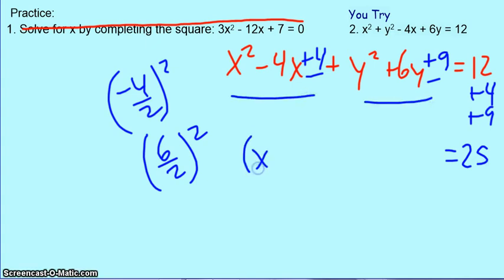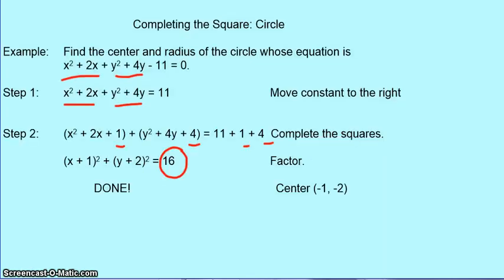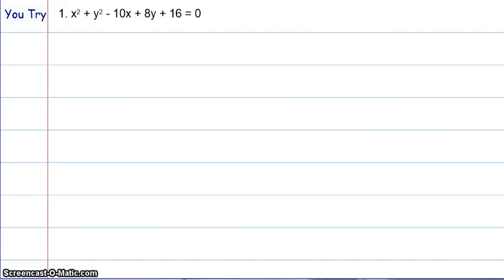So I'm going to get x minus 2 squared, because negative 2 times negative 2 is 4. Negative 2 plus negative 2 is negative 4. And then my y's, numbers that multiply to 9 but add up to 6, 3. So it's going to be y plus 3 squared. So my center would be 2, negative 3, and my radius would be 5. So go back, and you're going to try that question.